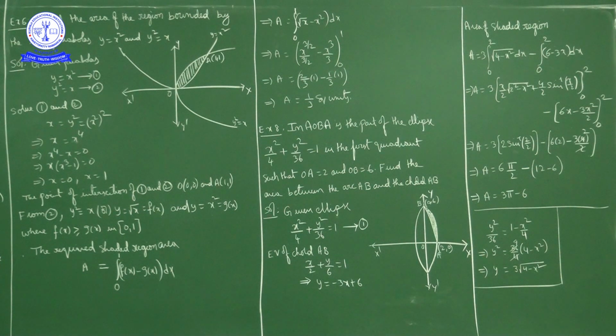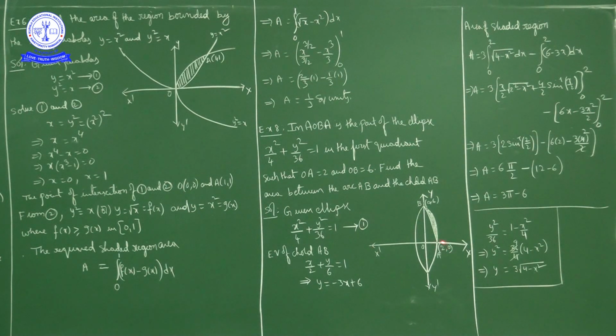Now here the question is to find the area of this arc and area of this chord. Area bounded by arc and chord, arc AB and chord AB. Now first of all, what is the ellipse equation given? X square upon 4 plus y square upon 36 is equal to 1. And the line equation, means the chord AB equation.